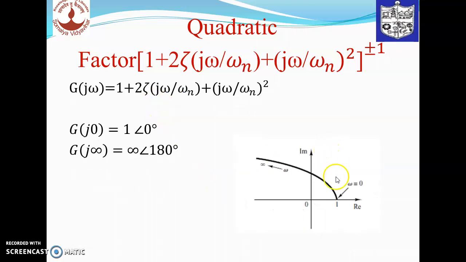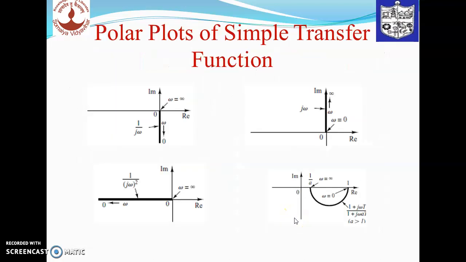Now for a quadratic pole, when omega is 0, the magnitude is 1 and angle 0. When it is infinity, magnitude is infinity and angle is 180. So it starts at 1 when omega equal to 0, and angle is 180. So it will be like this. So these are some polar plots of simple transfer functions.